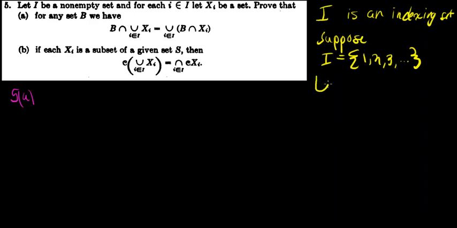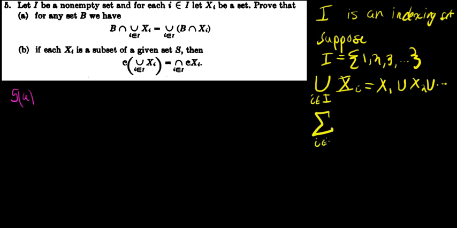Then that means that the union of all i in I of the sets Xi can be rewritten as X1 union X2 union, and so on. It's very similar to summation notation, where usually you see i equals 1 to infinity, and you have Ai, and that's equal to A1 plus A2 plus, and so on.